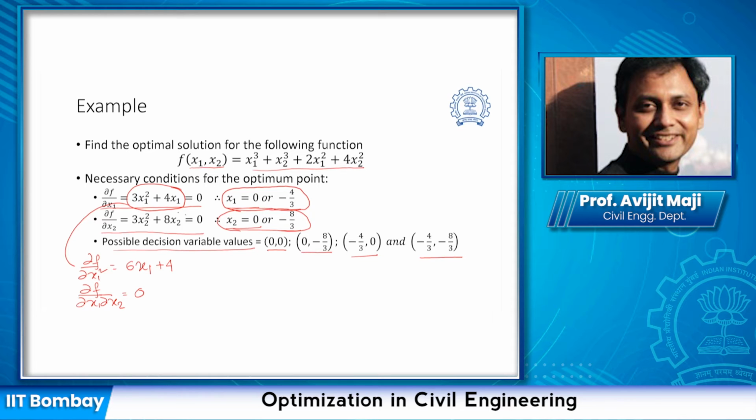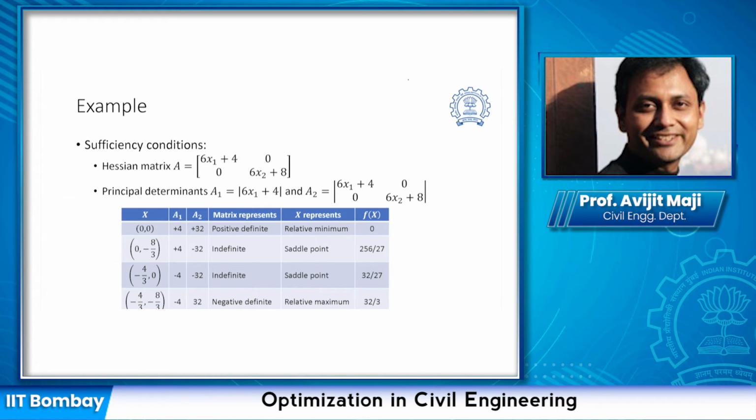Likewise, the second term, if we do the double derivative with respect to first x2 and then x1, is going to yield 0. If we have done the double derivative with respect to x2, then it would have yielded 6x2 plus 8. So we can use this to come up with our Hessian matrix.